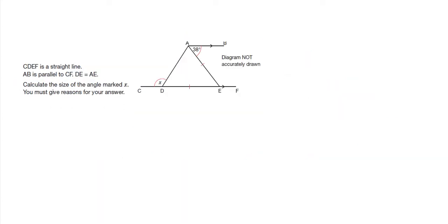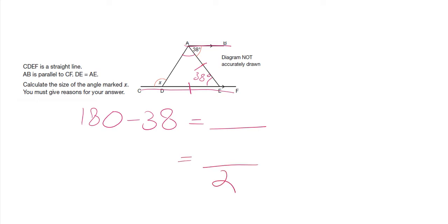Okay, let's check out this one. CDF is a straight line. AB is parallel to CF and DE is equal to AE. So you can see that this one is isosceles, so this angle and these two angles will be equal to each other. Why? So you can see that AB is parallel to DE. So the alternate angles will also be the same like this. This one will also be equal to 38. So you have to cancel out 38 with 180, and the value you got, you have to divide it by 2.